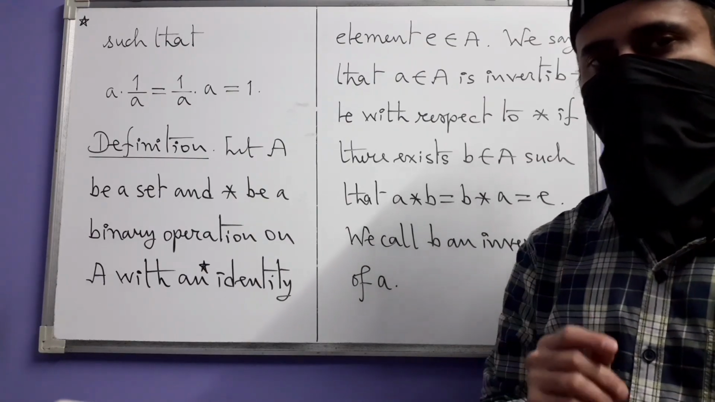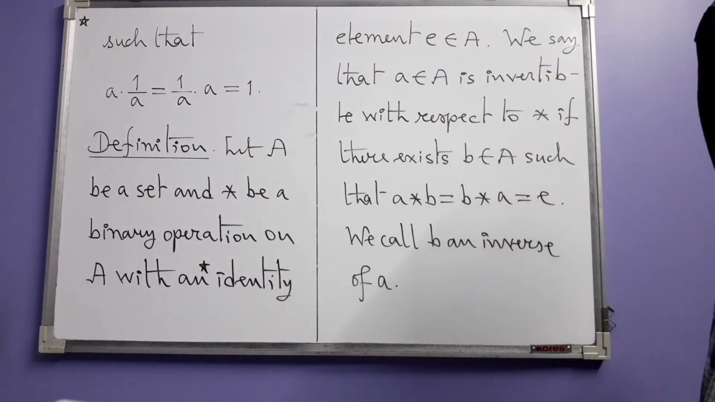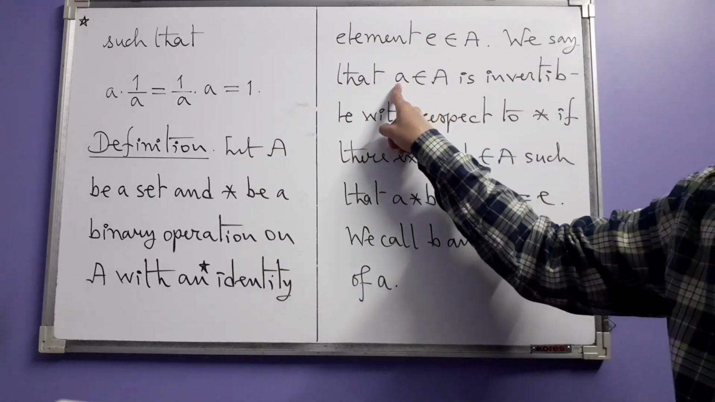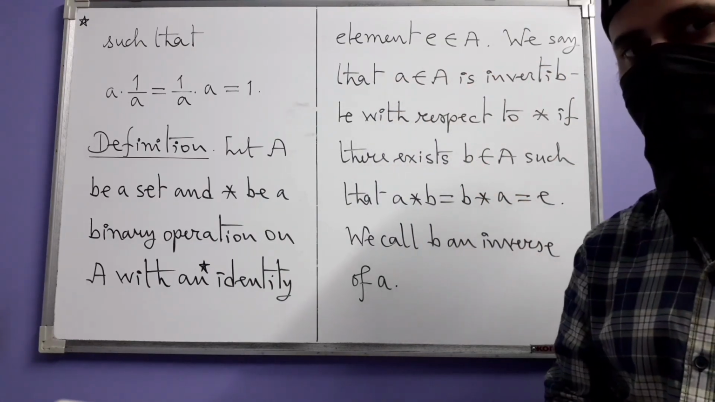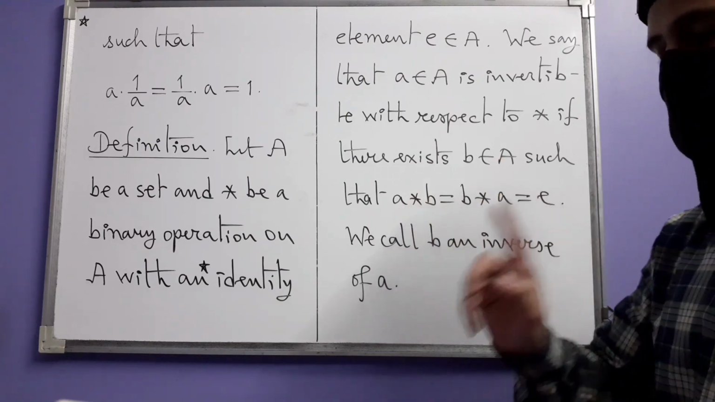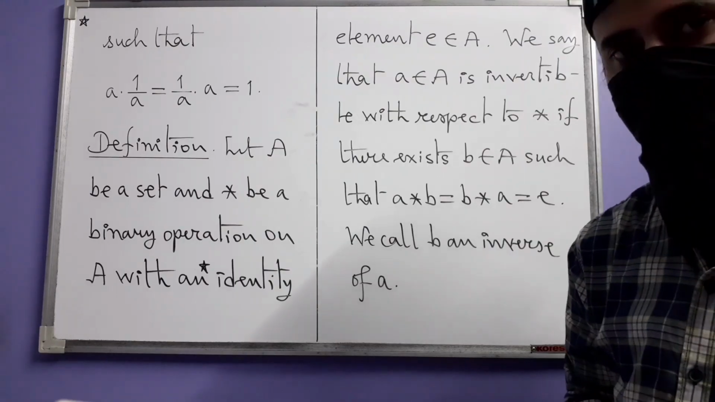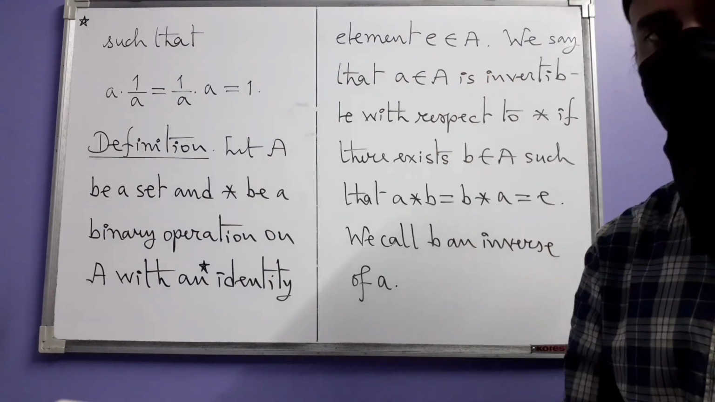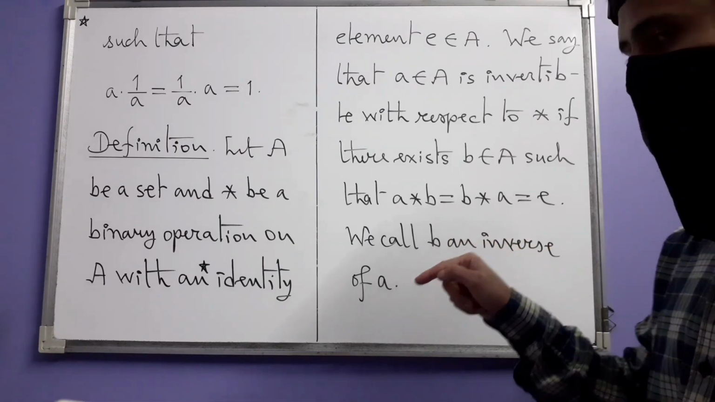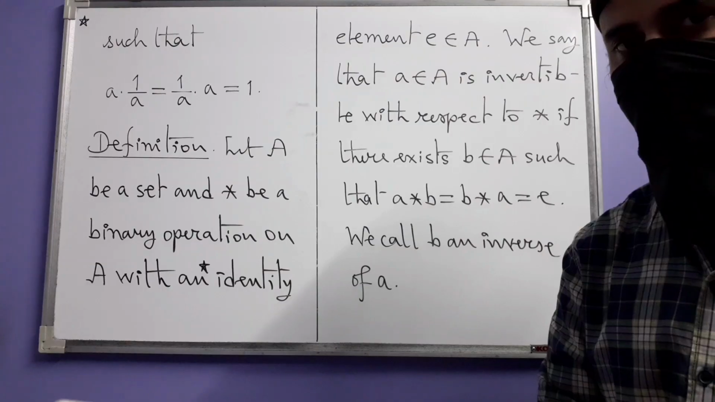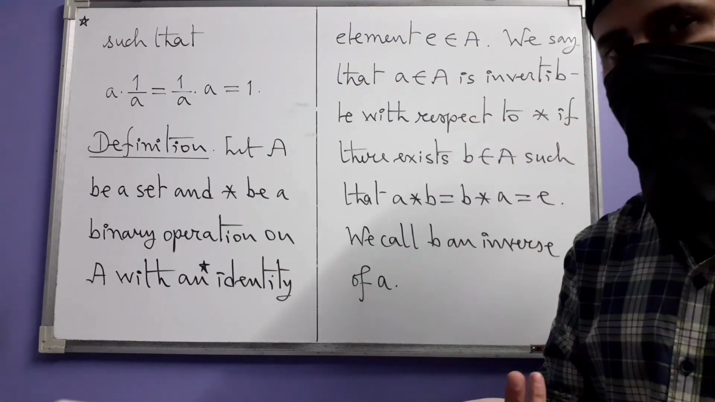Now let's choose a real number, a specific one, say 2. You imagine 2 in place of a. For that 2, do you have a b in the set of real numbers such that 2 times b equals b times 2 equals 1? Yes, and that b is 1 divided by 2. So that means 1 divided by 2 is an inverse of 2 with respect to multiplication. Here, just like we have written with respect to star, with respect to multiplication.